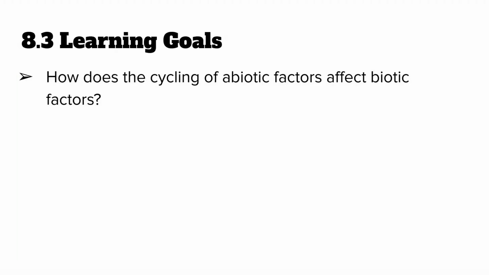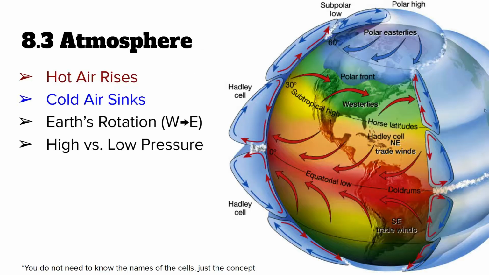We're going to look at some cycles of matter and energy and how they work together to support life on our planet. We're going to pay some special attention to abiotic and biotic factors during this, so those living and non-living things and how they interact. So the first one is a completely abiotic cycle. It is the atmosphere. Right?